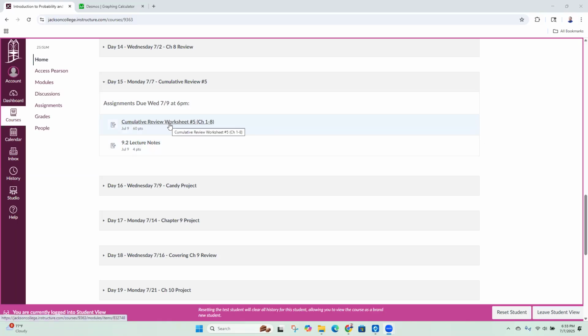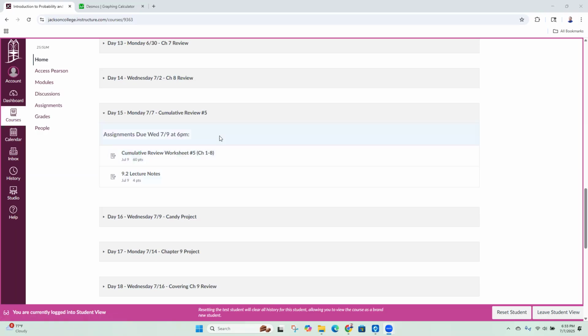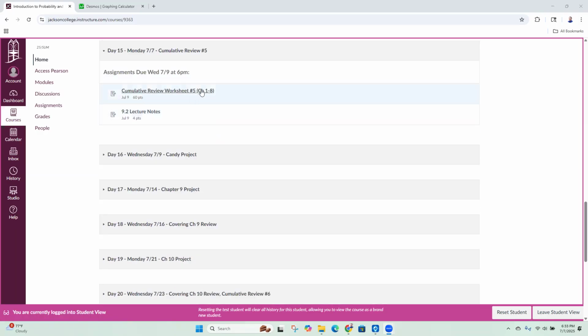Today we're going to cover cumulative review number 5. We're going to skip number 4. It is on page 550 in your course pack, and it covers chapters 1 through 8. We haven't finished chapter 9 yet. We will do a cumulative review a little later that's going to cover up through chapter 9.